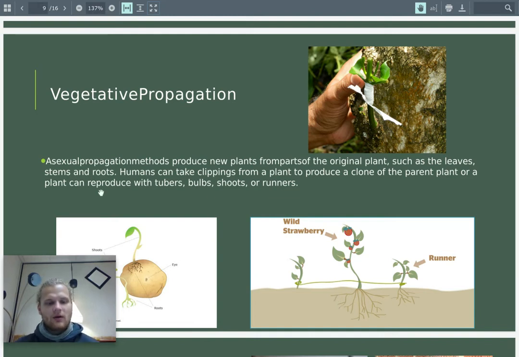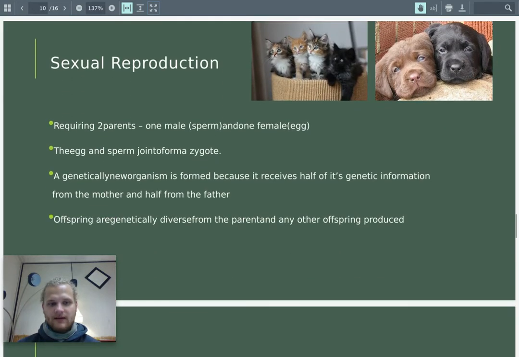All right, so this is going to work with tubers, bulbs, shoots, and runners. If you just have a piece of the plant, it can regenerate the entire plant. All right, sexual reproduction.